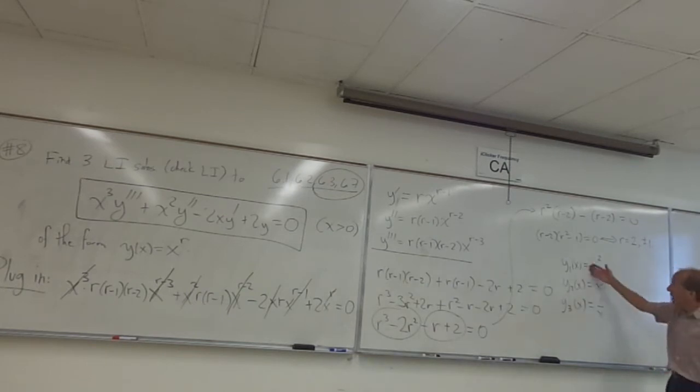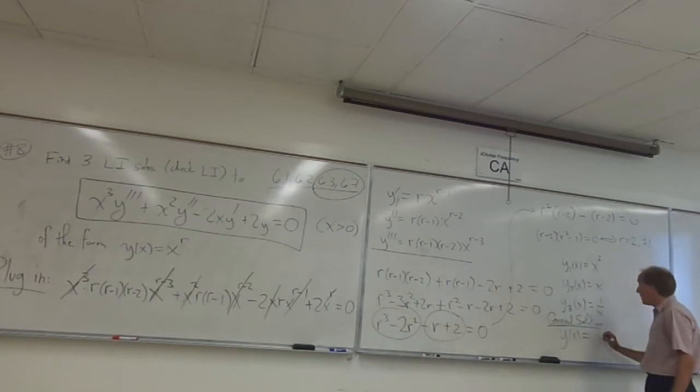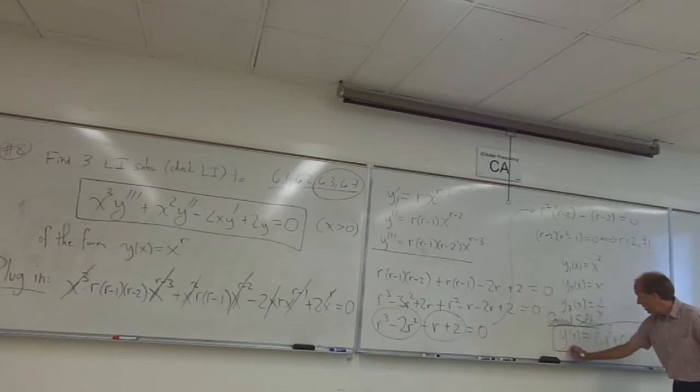Okay. So we have 3 solutions here. So then our final answer for the general solution, let me write that down. The general solution would be C1 x squared plus C2 x plus C3 times 1 over x.